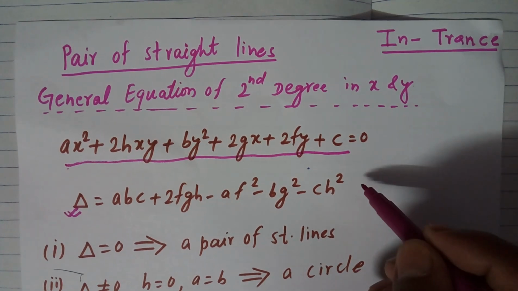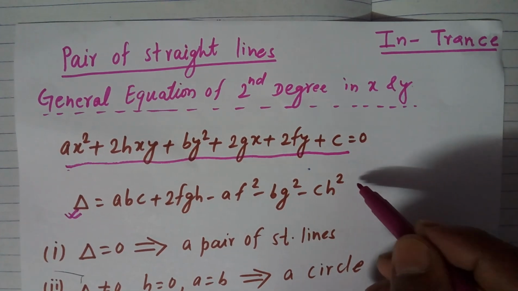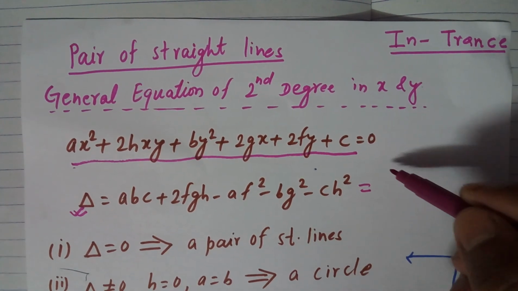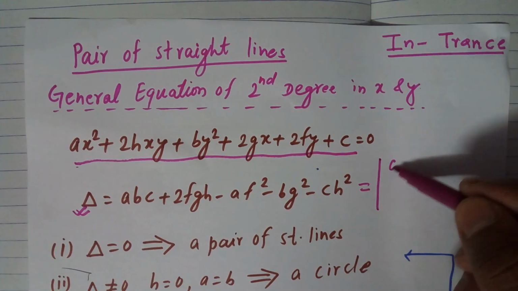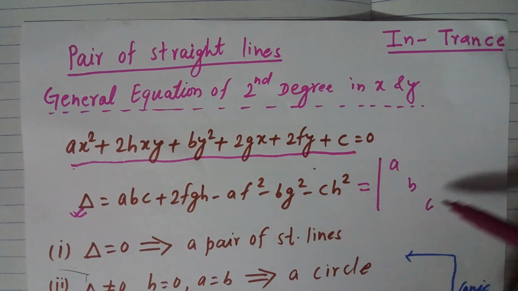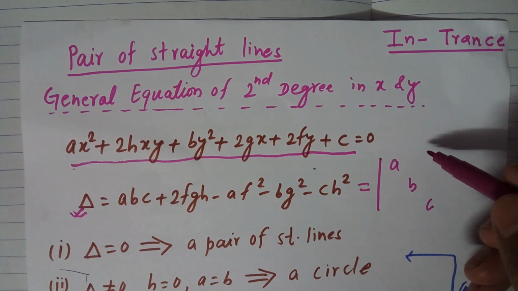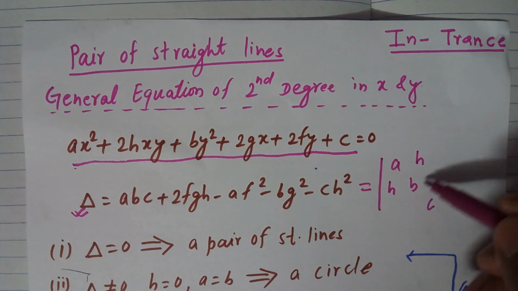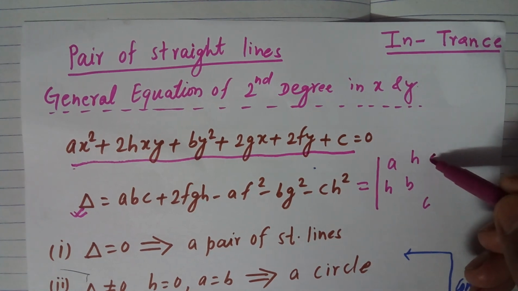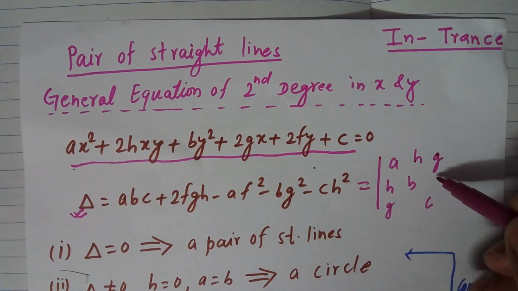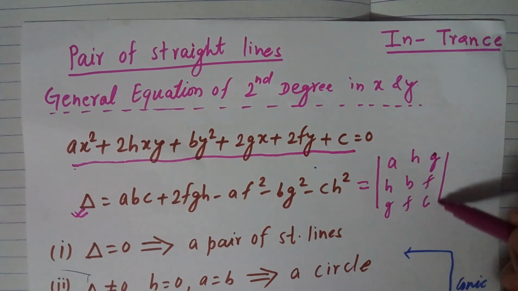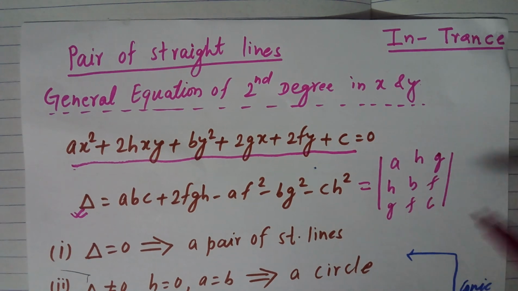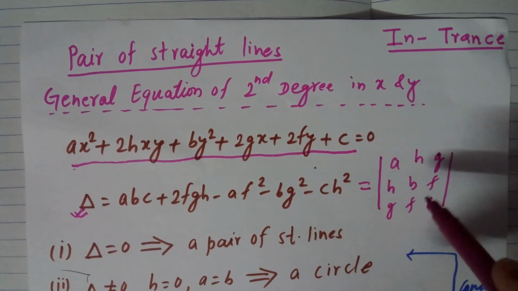Okay, so this can also be represented in matrix form. You can write a, b, c along the diagonal of the matrix, and you can write h and h over here, and again you can write g and g in the corner, f and f over here. So the same formula you can get if you expand this determinant.